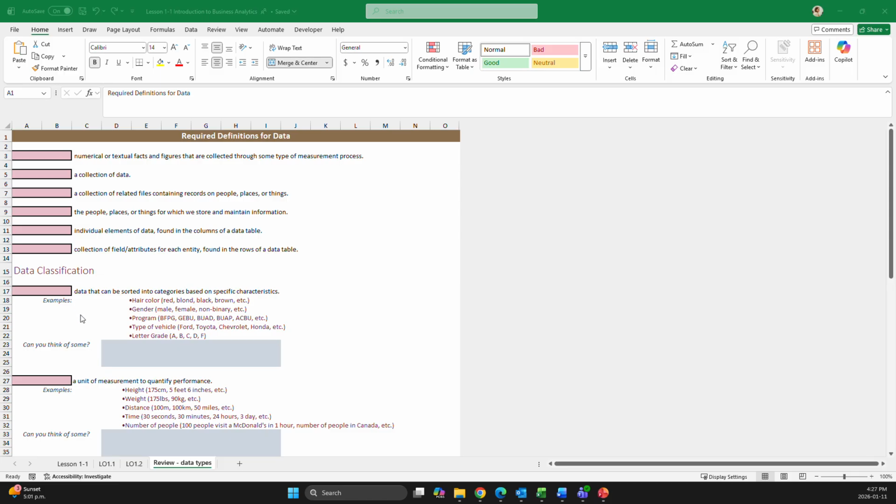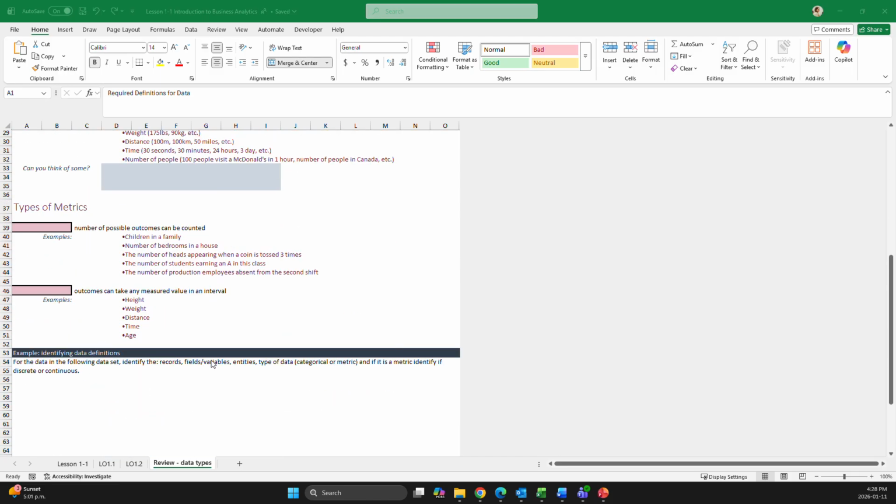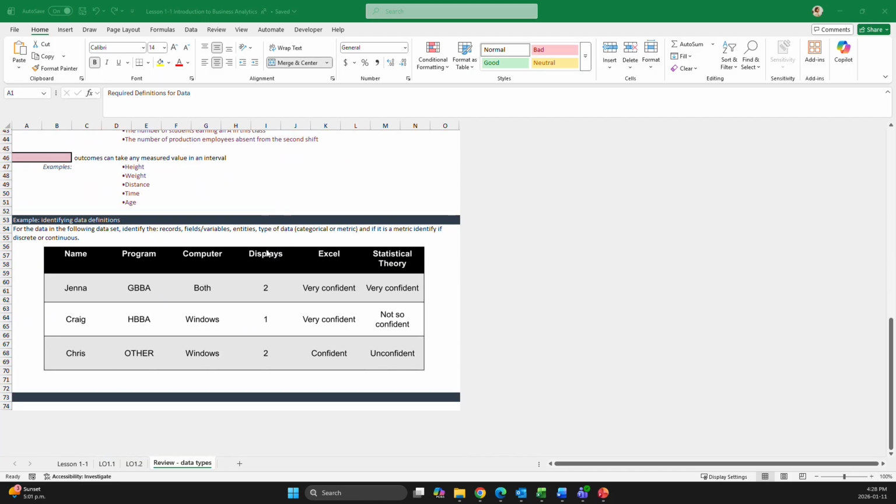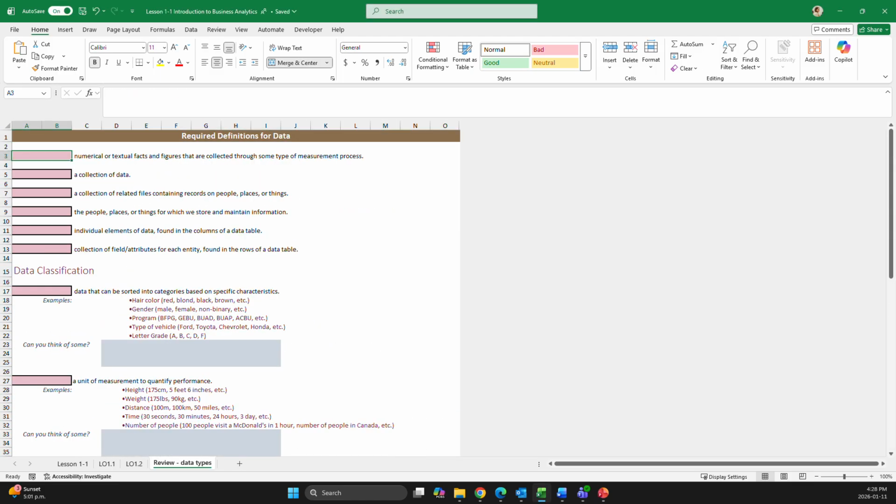So we're going to fill in these definitions, do some examples of different types of data, and then look at a larger example of classifying all the definitions together. So first is just the definition of data. It can be numerical or it can be textual facts and figures collected through some type of measurement process.